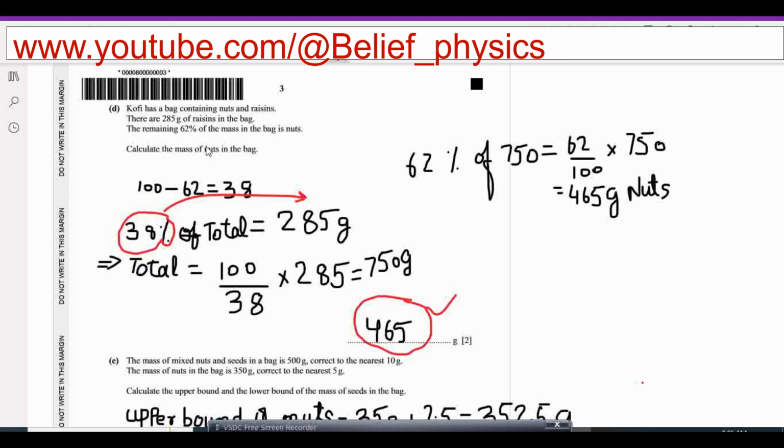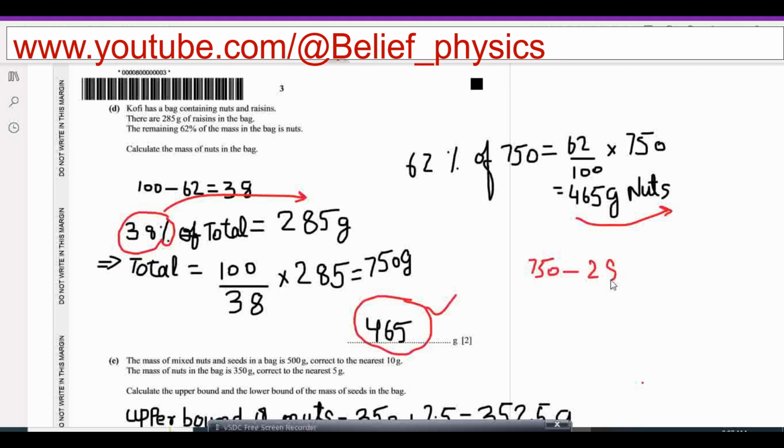Now for the nuts, there are two methods. One is we take 62% of the total, which gives the nuts. So 62% of 750 is equal to 62 over 100 into 750. When we simplify it with the help of a calculator, it comes out to be 465 grams. It means the mass of nuts is 465 grams. There is another way: you take 750 as the total and you subtract 285 from 750.